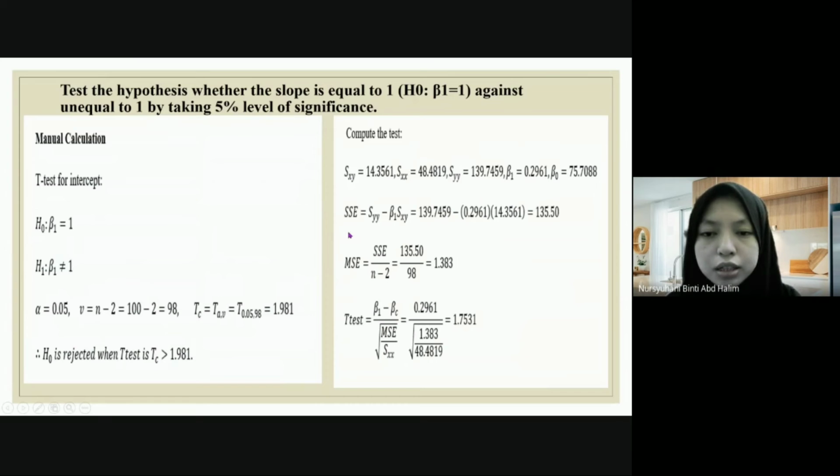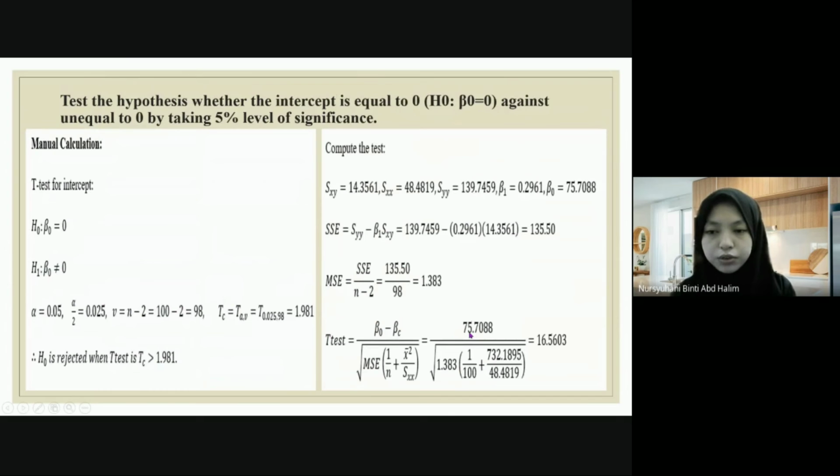For the SSE, we get 135.50, MSE 1.383, and for the last part, the t-test, we got 1.0531. Thank you from me.